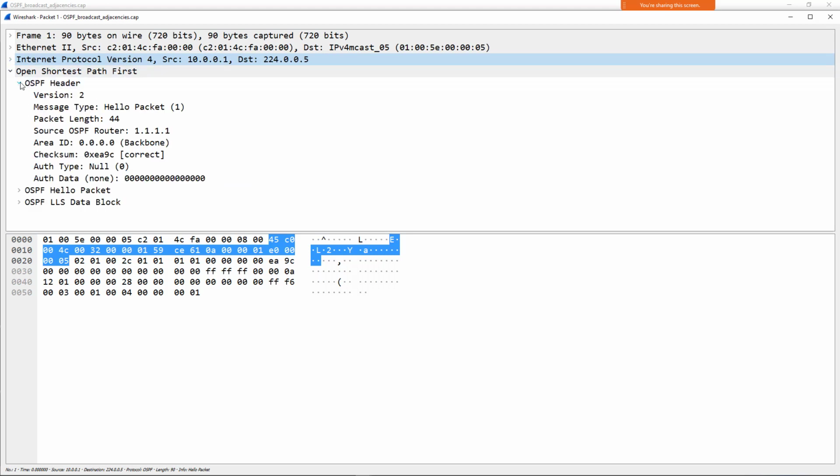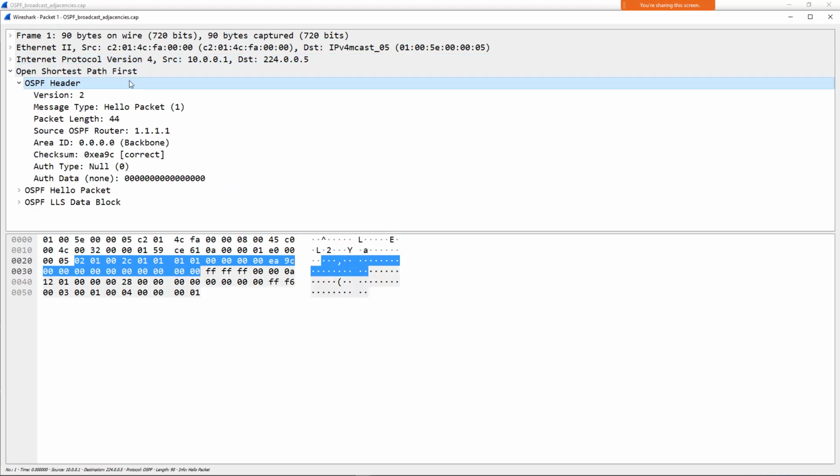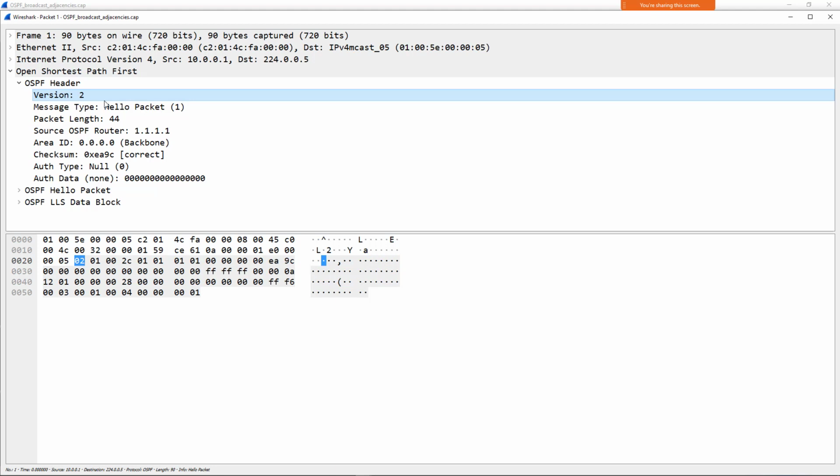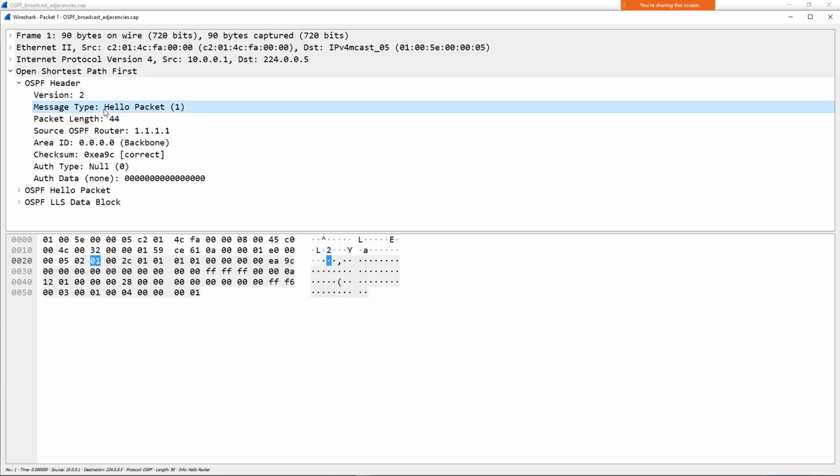Just like in EIGRP, we have a header. Every single OSPF packet type has a header: hellos, link state advertisements, link state requests, link state acknowledgments, etc. Just like in EIGRP, what's contained in the header? What version of OSPF are we running? Very similar to EIGRP. We called it an opcode in EIGRP, but we call it message type here.